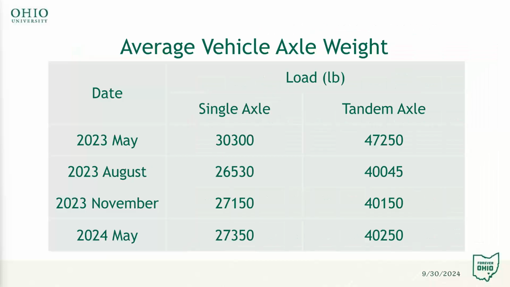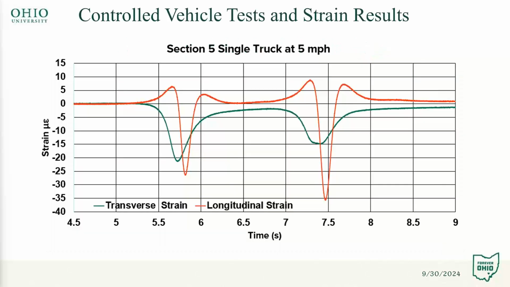And this is kind of the average of the axle weights and so on. So 30,000 on a single axle for May 2023, and then we went down to about 27,000 or so for the other 3 tests. Same thing with the tandem. We started at 47,000, went down to 40,000 for the other tests.